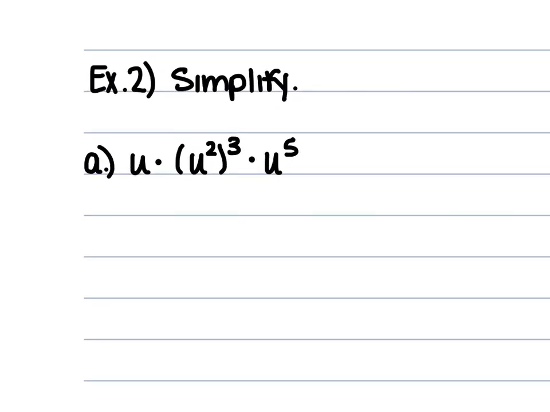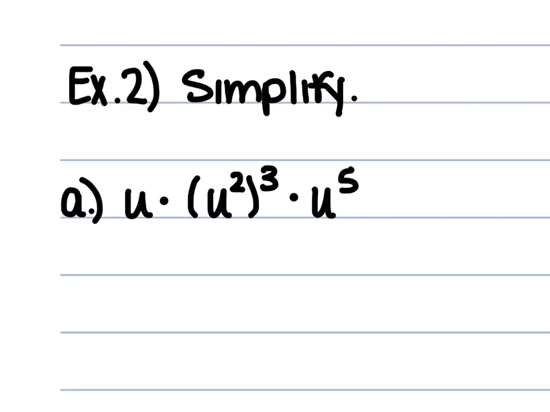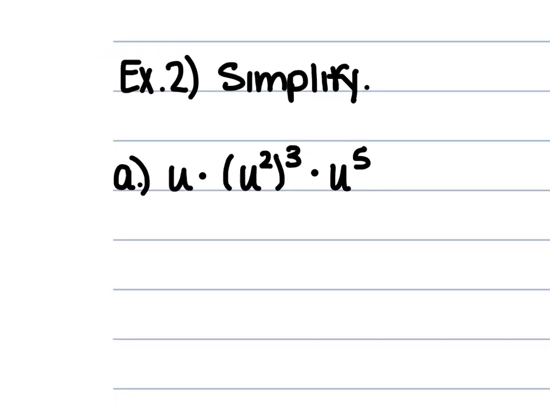If we look at our next set of examples, we now have multiplication within these exponents, where we have powers being raised to powers. So for example A, you have u times u squared cubed times u to the 5th power. So we have to simplify this using your order of operations. So we're going to work with the middle first. That 3 times 2, so u to the 2nd raised to the 3rd, you have to do first.